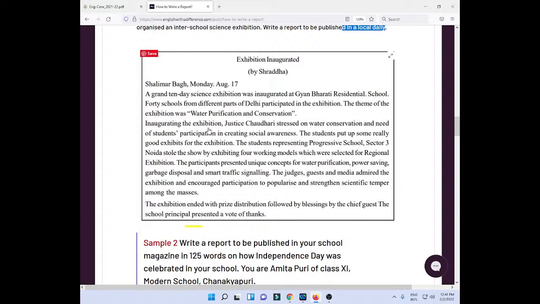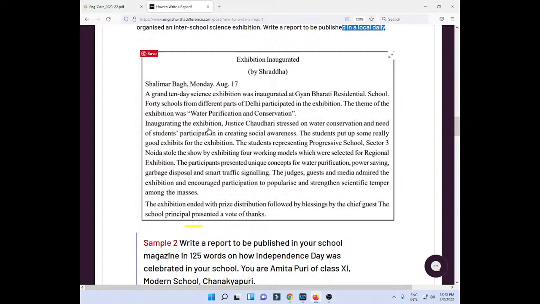How many events were put up in the exhibition? First of all, when did the exhibition take place? Then what was the theme, right? And then who presided over the exhibition? Who was the chief guest? And who inaugurated the exhibition? And then what were the exhibits which were put up in the exhibition? The details of those exhibits are given. And then the reaction of the judges, the guests, and the media was also mentioned in this report. And then towards the end, the vote of thanks by the principal. So this report appears to be in a logical sequence.